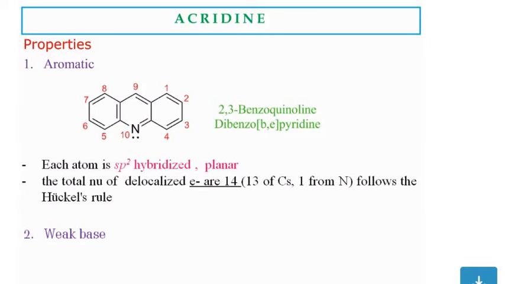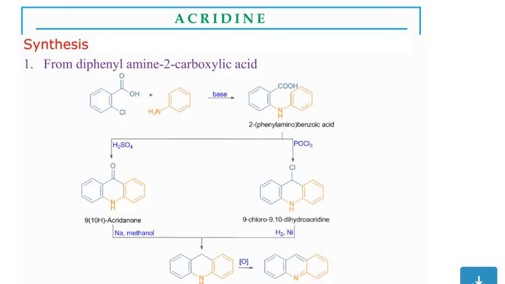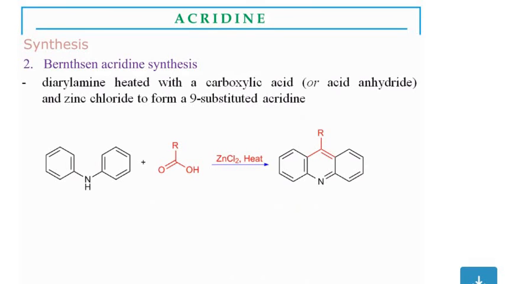Now, acridine, you know the aromatic compound 2,3-benzoquinoline, dibenzo[b,e]pyridine. Each atom is sp2 hybridized and planar, and the total number of delocalized electrons is 14, 13 from carbon and 1 from nitrogen, and it follows Huckel's rule. You can see from diphenylamine-2-carboxylic acid, you will get acridine. This is another method of synthesis of acridine, Bernthsen acridine synthesis, from diarylamine heated with a carboxylic acid and zinc chloride to form 9-substituted acridine.